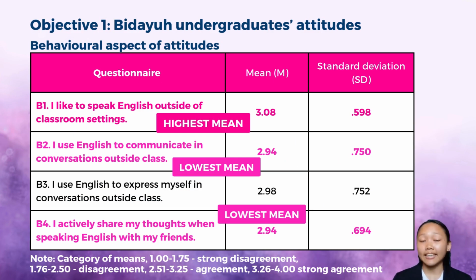We can see that despite the agreement for items B2 and B3, the Bidayuh undergraduates showed slightly higher variability in responses. This indicates that the Bidayuh undergraduates have differing levels of frequency when it comes to communicating in English or even expressing themselves in English.